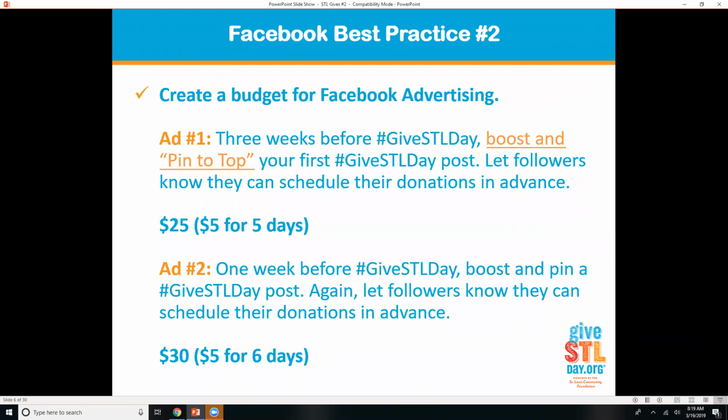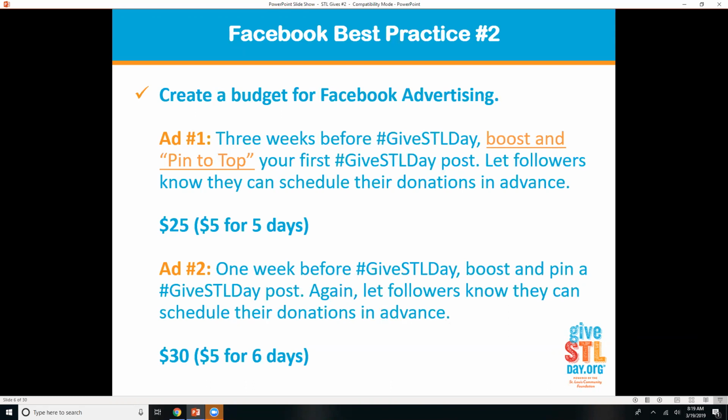So let me tell you how my advertising campaign is working, and this is through a process of trial and error. Facebook ads are not intuitive. They're very difficult. There are people who have full-time jobs just trying to master how Facebook ads work. I am by no means an expert, but I have learned a few things over the last 6 months of experimenting with it. And here's what I would suggest for a Give STL Day campaign.